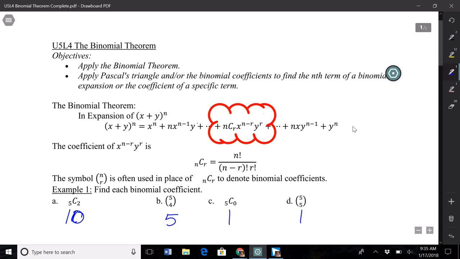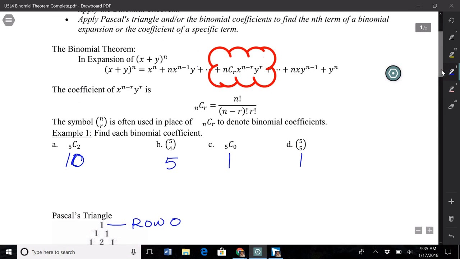Now, the main part of this formula is this one piece right here, because this is the generic formula for every piece within the term. It's nCr, where n is the value of the exponent, r is associated with its place in line, x to the n minus r means we subtract those numbers, and y to the r means that r matches up with the place in line.